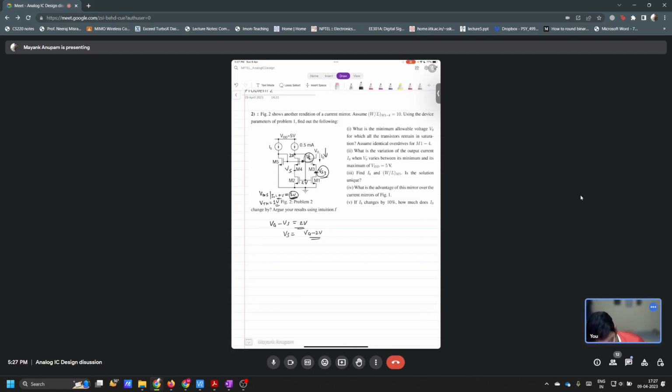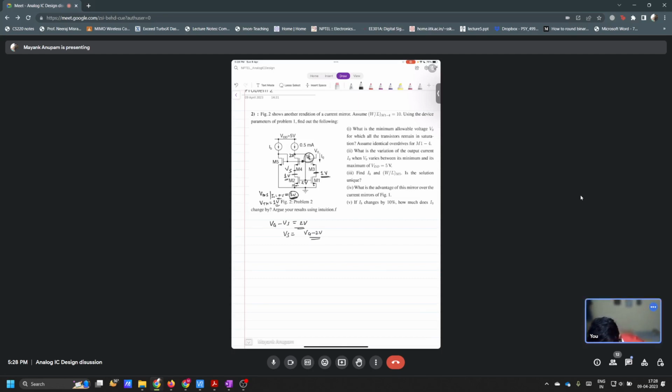So let's talk in that manner only. If you want to make sure that V naught achieves its minimum value, then if V naught goes low, M1 starts to go out of saturation, and M3 also starts to go out of saturation, right? If you do not want M1 to go out of saturation, what is the minimum value you need here? 1 volt. Now this 1 volt also has to be there at the M2 drain, because M1 and M2 are the same. So this can go a minimum of 1 volt only, right?